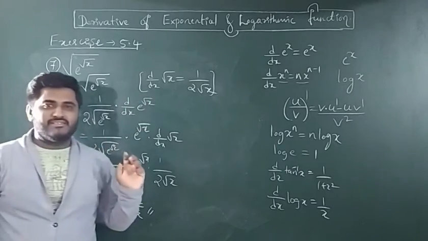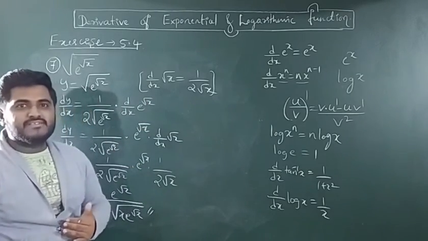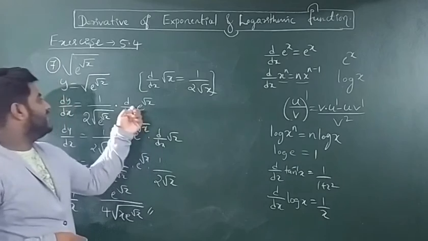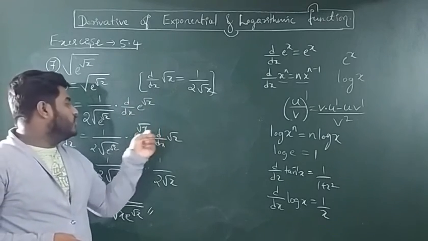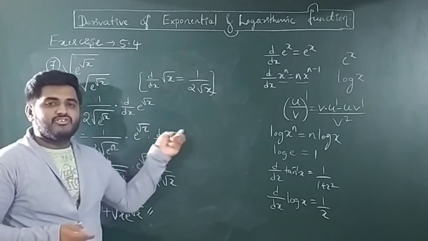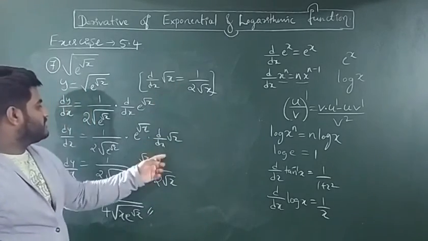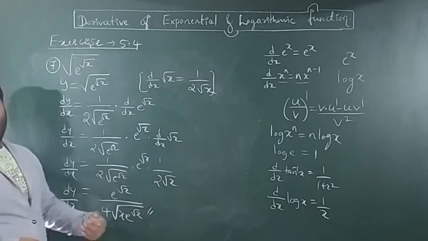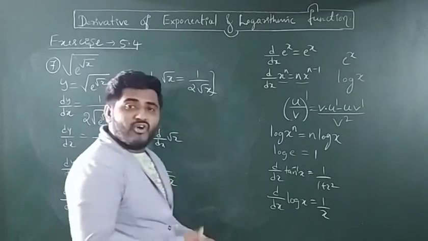Again e raised to root x is there. The differentiation of e raised to root x: treat root x as an x. Again e raised to x differentiation is e raised to x into, if x is there, here only it will end. But it is a root x. Again we have to take a differentiation of root x. Root x differentiation is 1 divided by 2 root x. Simplifying this, we are getting the answer. I hope you got the answer.